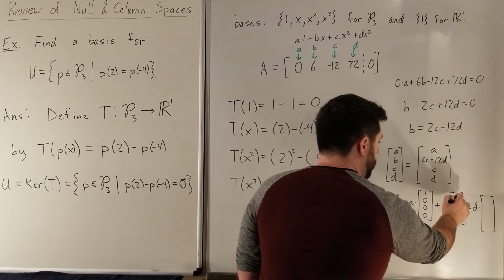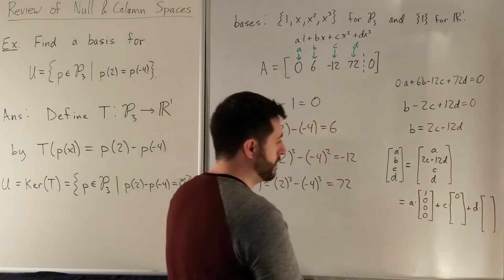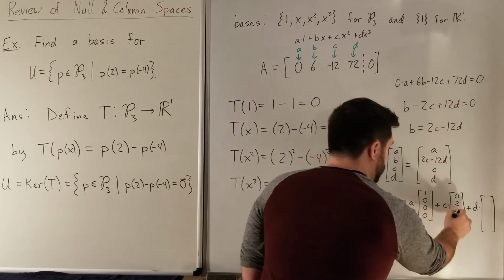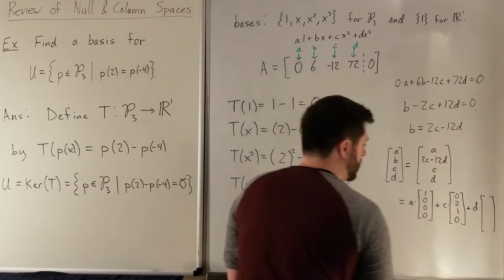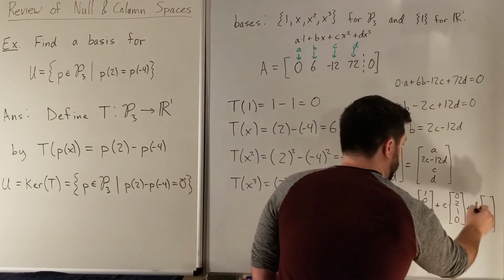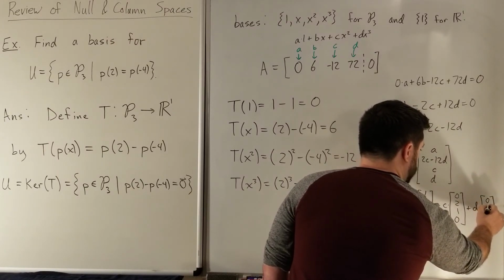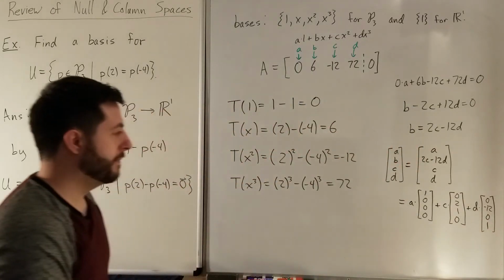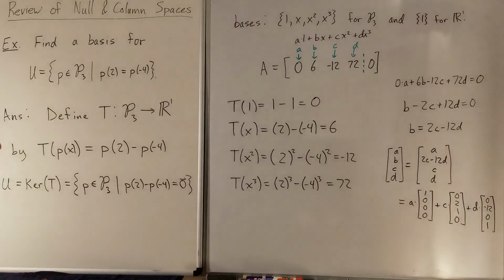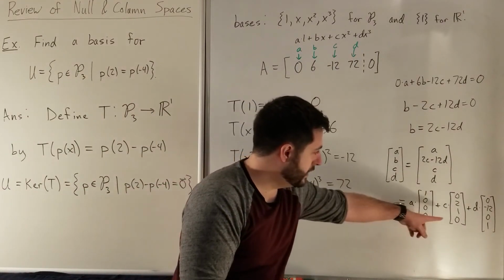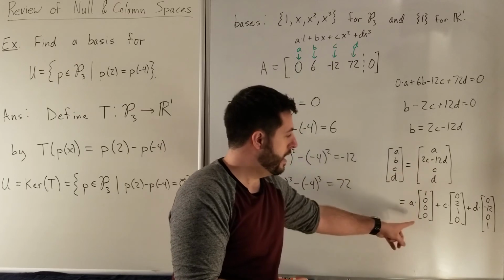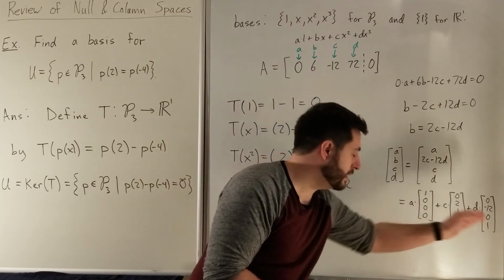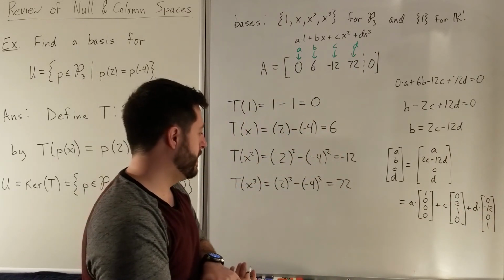Okay. There's no C in the first entry, so that's 0 C's. There's 2 C's in the second entry. There's 1 C in the third entry. And no D's. Okay, and finally, no D's up here, negative 12 D's here, 0, and 1 D in the last entry. All right, so hopefully it's clear that this linear combination is actually equal to this. And now we have our basis. So these 3 vectors here form a basis for the null space.